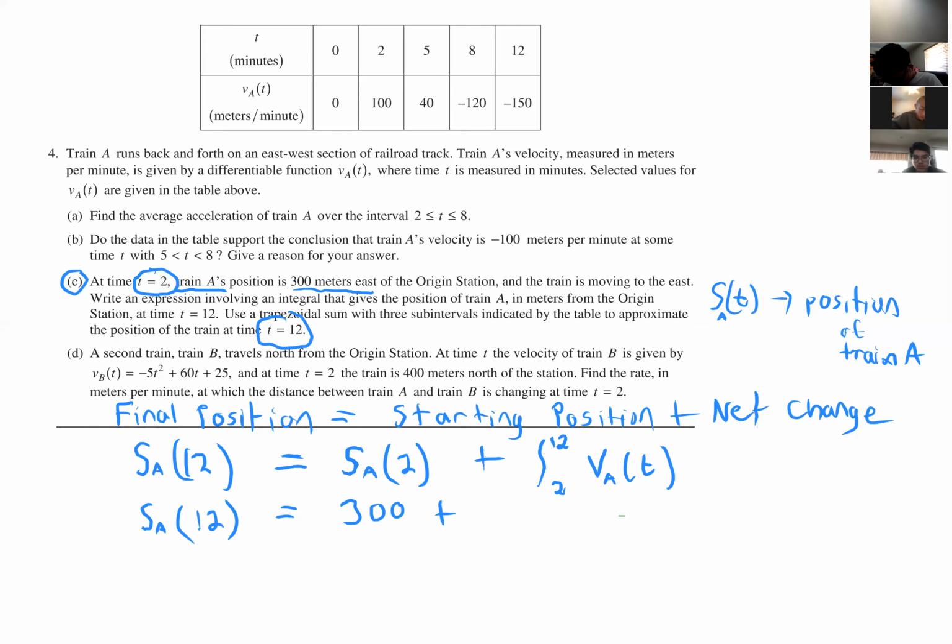and it says to use trapezoidal sum. So it's not actually giving you a function here. It's giving you a table. So to find the net change, I should change this to approximating, because we're not finding the actual final position. We're approximating the final position. So to figure out what this is, I am going to use the trapezoidal sum.